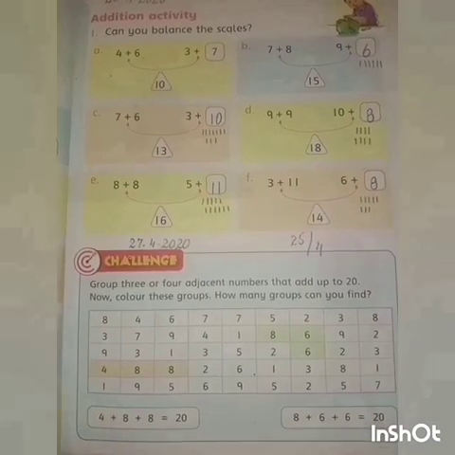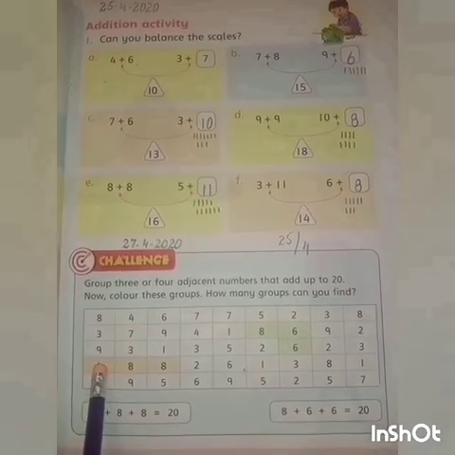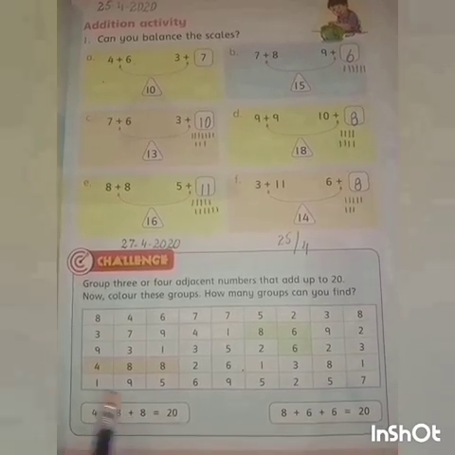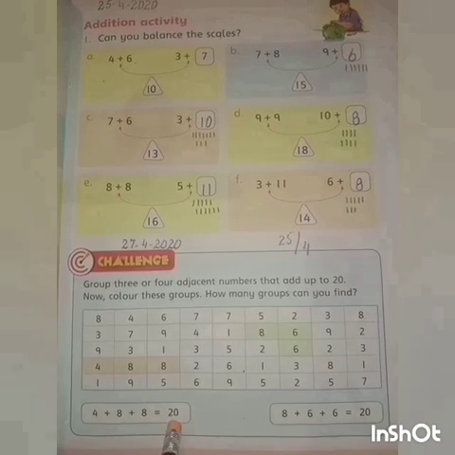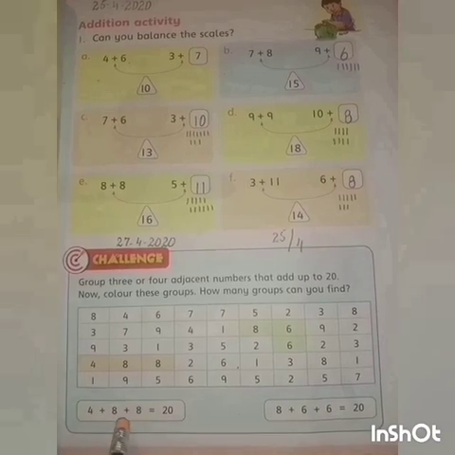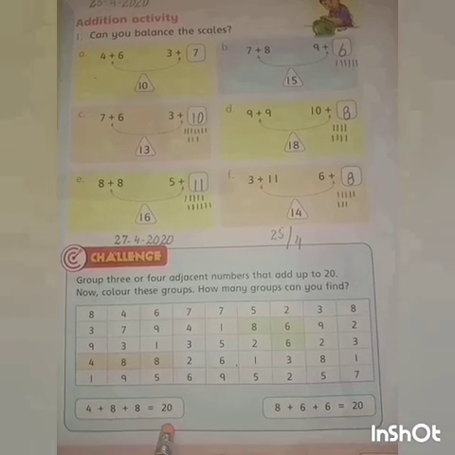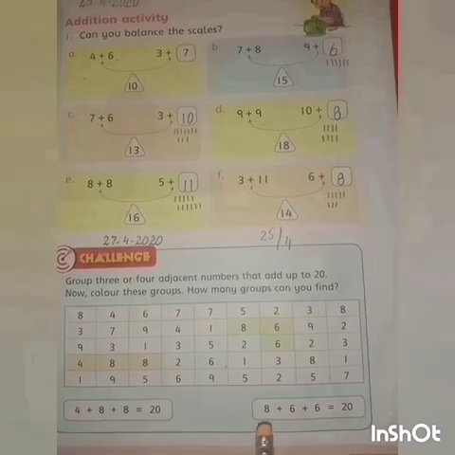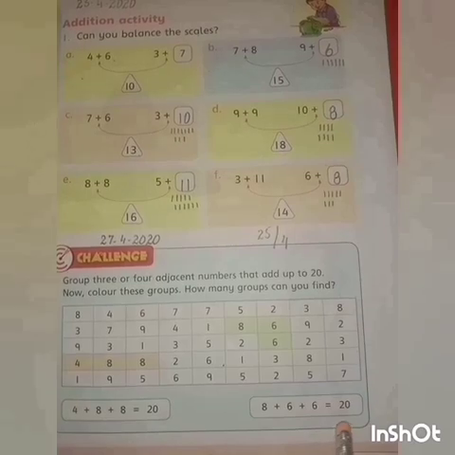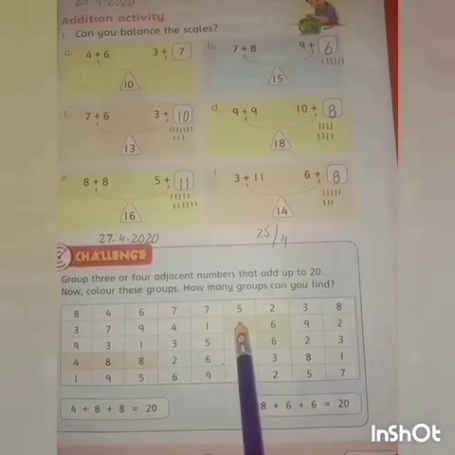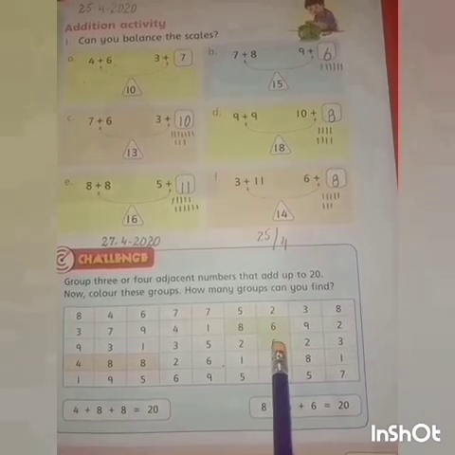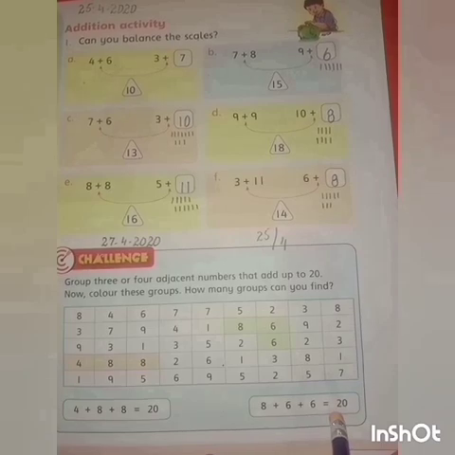Students, let me tell you an example. Here is 4, 8 and 8. When we add these 3 numbers, the answer comes to 20. 4 plus 8, the answer is 12. When we add 12 and 8, the answer is 20. Here we have another example. 8 plus 6 plus 6 and the answer is 20. And here is the puzzle. 8, 6, 6. When we add these 3 blocks, the answer is equal to 20.